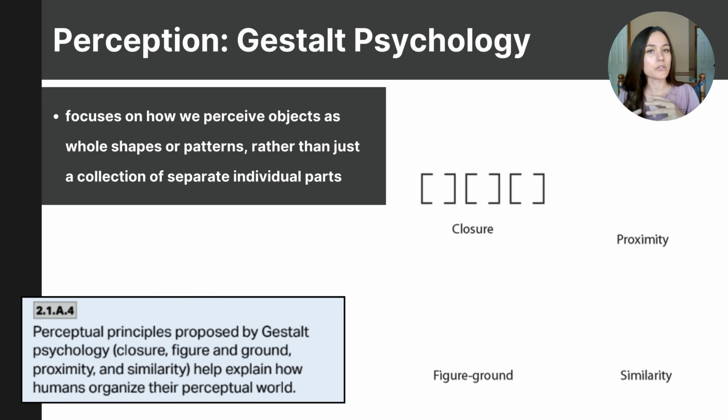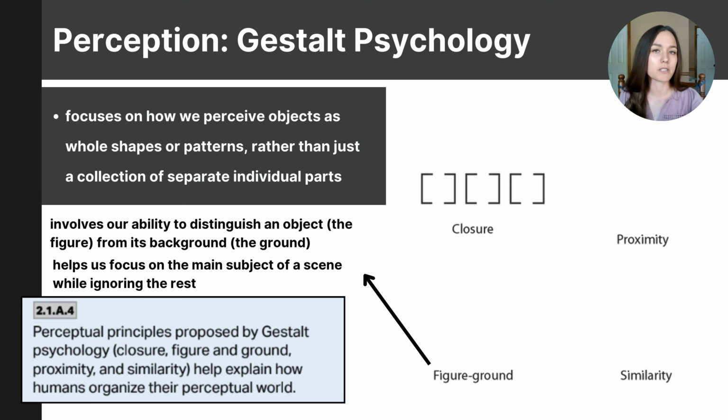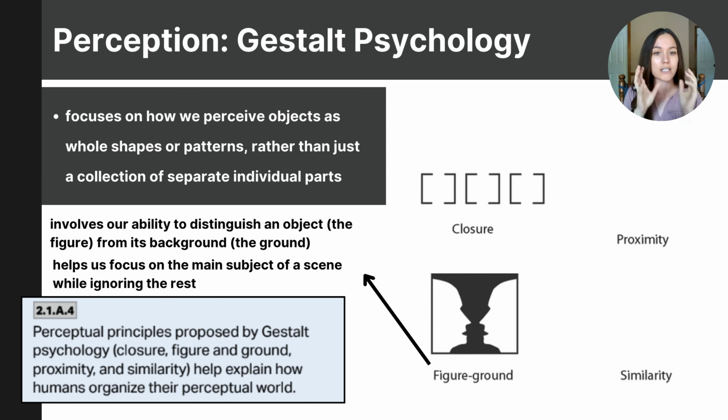Figure ground is also sometimes called figure and ground, but this involves our ability to distinguish an object, or the figure, from its background, or the ground. And this principle helps us focus on the main subject of the scene while ignoring the rest in the background. For instance, when you are looking at the image on the screen, you may focus in on the center object, which might appear to be a candlestick or a vase, and blur out the rest. Or your eyes might focus in on the two faces and not notice the image in the center. This principle is called figure ground.